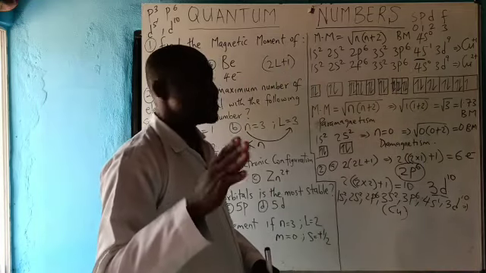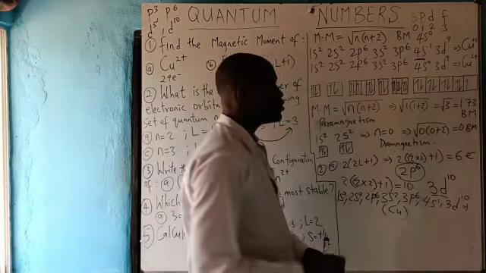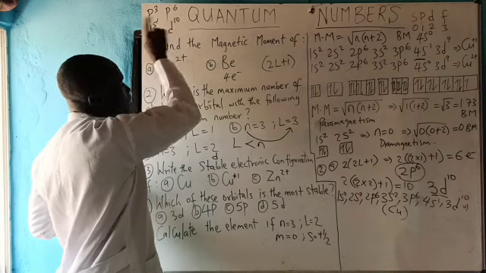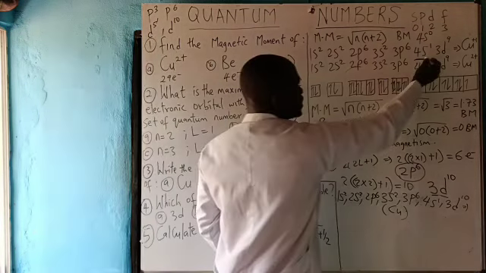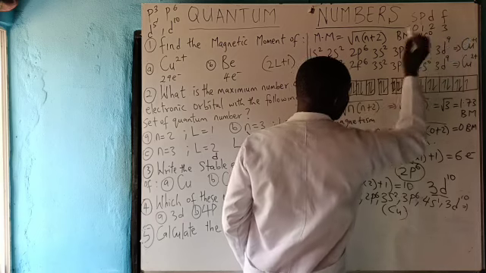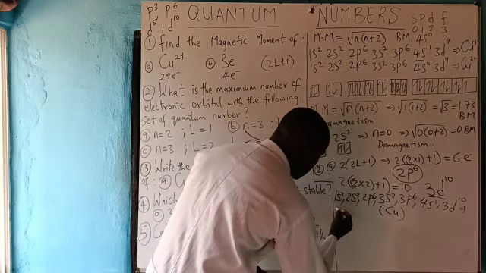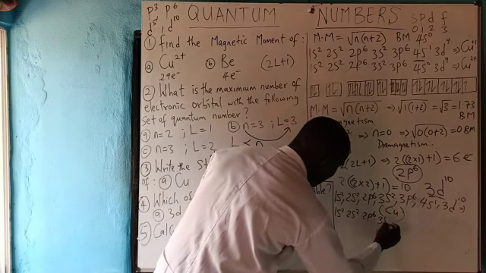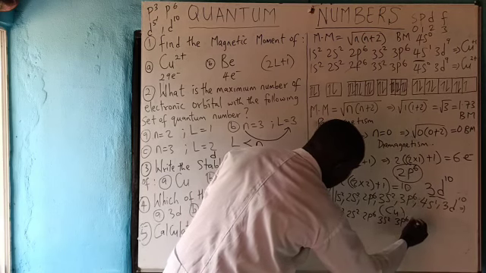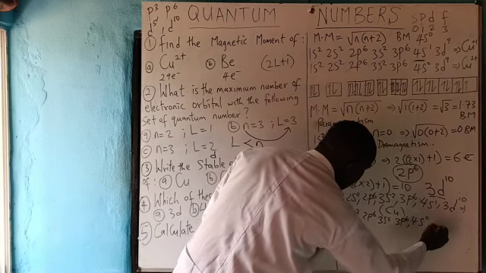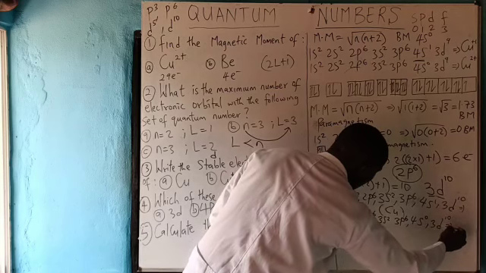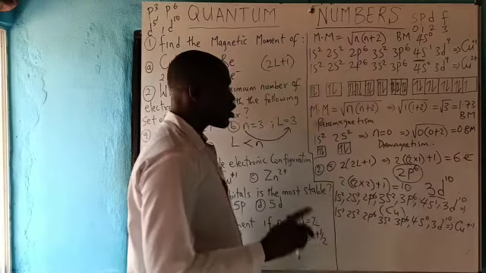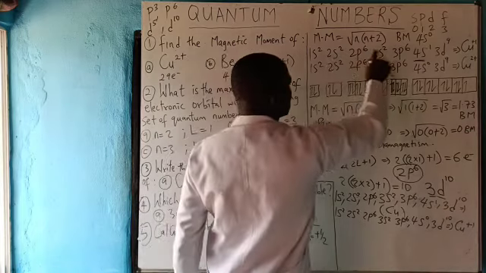But the question is, is this electron configuration stable? The answer is no. It has to obey the rule of p3, p6, d5, d10. And how can it obey it? This one electron will jump and enter here, making it stable. And so we'll be having 1s2, 2s2, 2p6, 3s2, 3p6, 4s0, 3d10. This is for copper 1 plus ion.